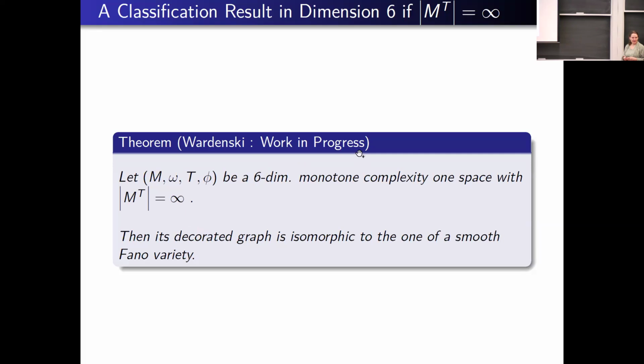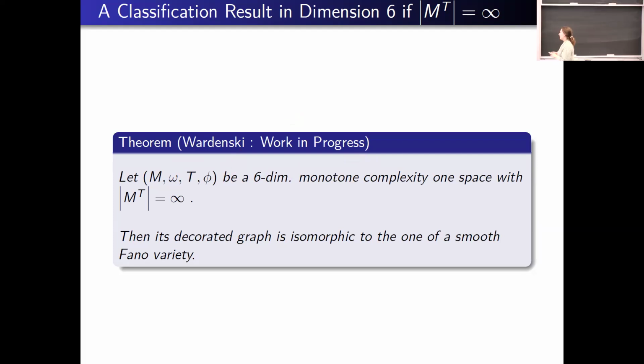Okay, and yeah, so then Nicholas did the following. So he was classifying the following case: the decorated graph of a 6-dimensional monotone complexity 1 space where the fixed point is not isolated. And from his work, we also have that the corresponding decorated graph is isomorphic to the one of a smooth Fano variety. But the proof here is very different because for the isolated fixed points, we really need a computer algorithm to solve it. And here you can do it somehow by hand, but it's not trivial.